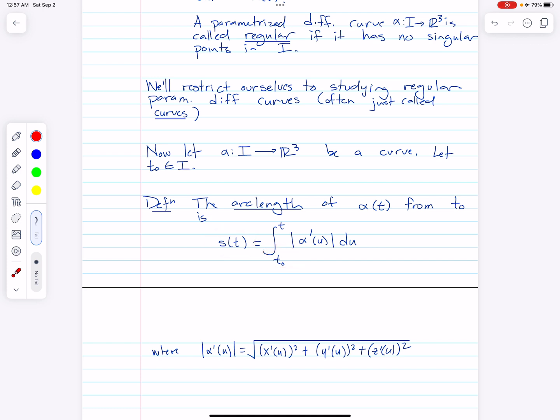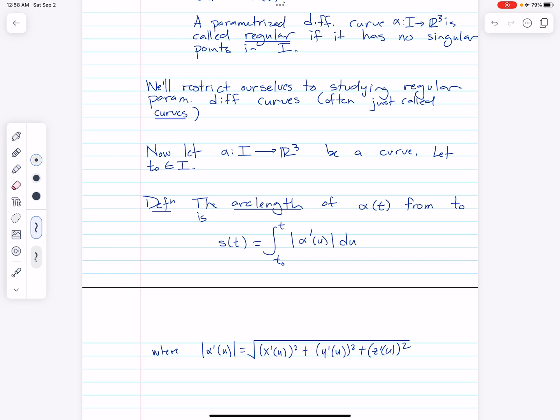Okay. Now I think in Calc 2, if you took 113 at BYU, you will have seen how this formula is derived. Essentially, you take your curve and start to approximate it using straight segments, which are somehow given to you by the tangent direction, and by figuring out the length of these segments and adding up those lengths, it gives you an approximation to the arc length. And if you let those segments get shorter and shorter, your approximation converges to the arc length. So presumably you've seen that before, and so this is just the formula that allows you to compute the length of the curve. Okay.